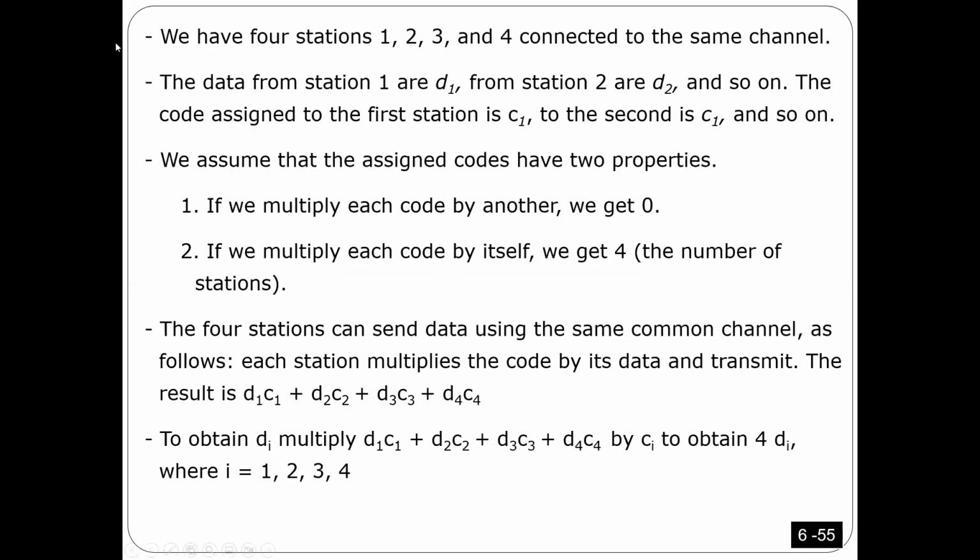I'm going to give you a numerical example. I think you will understand it better, but let me see if I missed something here. Okay. If you multiply each code by another, you get 0. If you multiply a code by itself, you are going to get 4.